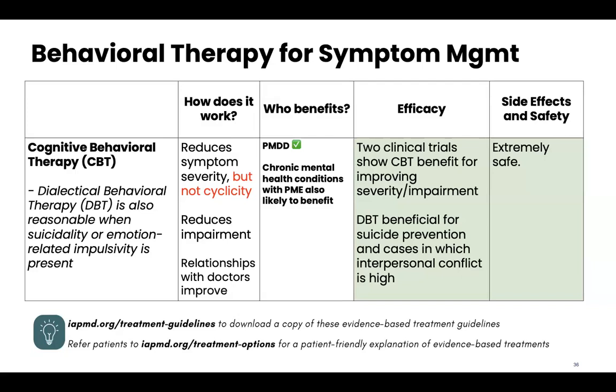In terms of who benefits, we know that people with PMDD can benefit from CBT. Chronic mental health conditions with premenstrual exacerbation are also likely to benefit. There just isn't a lot of clinical trial data out there around this yet. In terms of efficacy, 2 clinical trials show that CBT does have a benefit for improving the severity and impairment of symptoms. And DBT is beneficial for suicide prevention in cases in which interpersonal conflict is high. So it makes sense that this would be well suited to treating PMDD as well, given that suicidality and interpersonal conflict are such pronounced features for many with PMDD.